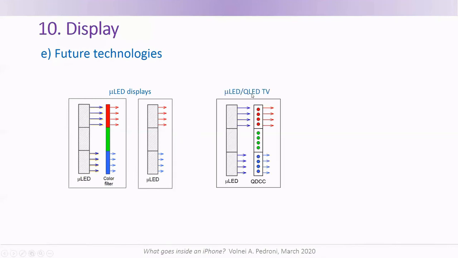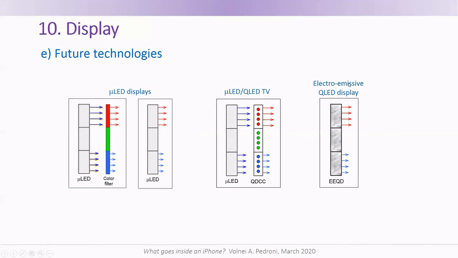The second case is with a combination of micro LEDs and quantum dots. In this case, the micro LEDs would emit blue light, which would be converted into very high quality red, green, and blue. The final case is with electroemissive quantum dots. So the light would be generated directly with very high quality.